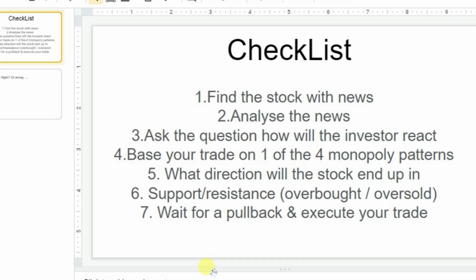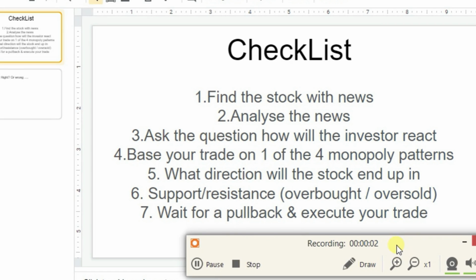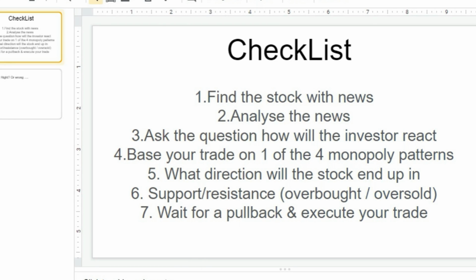So let's just go right into it, guys, and go through this checklist real quick. Number 1, find the stock with the news, because the news will give you volatility on the day. Analyze the news. This will give you a direction of where the stock is heading. Ask the question, how will the investor react? That backs up this direction. Base your trade on one of the 4 patterns on the Monopoly chat room.